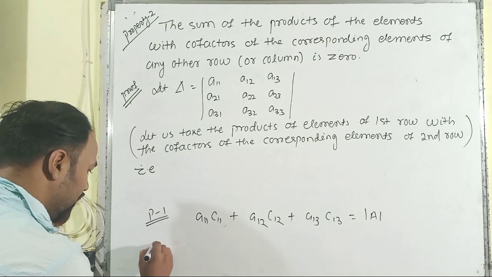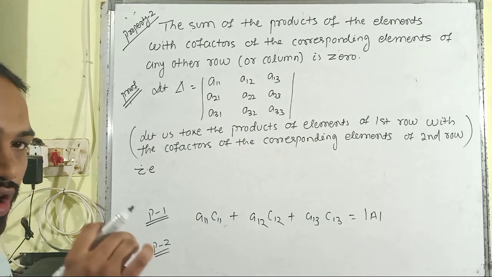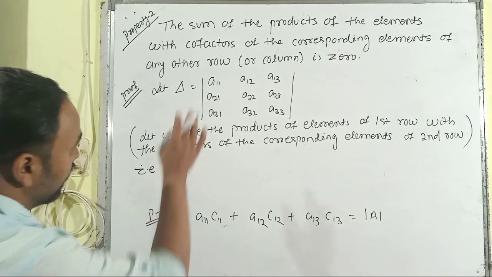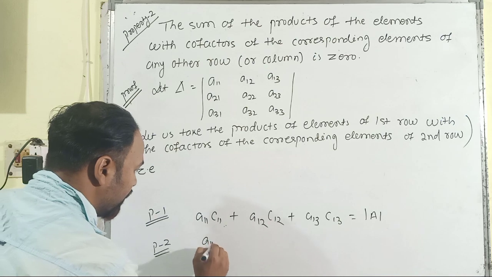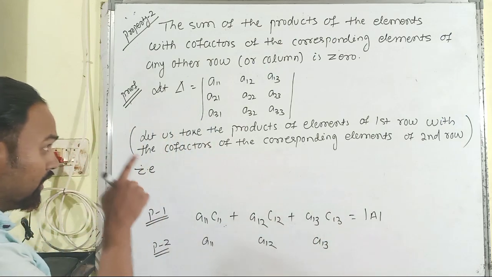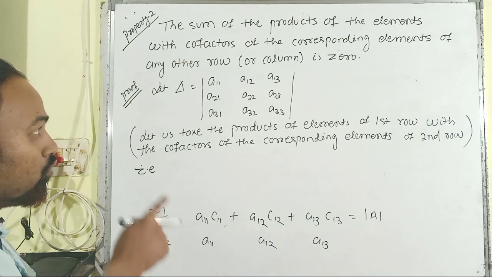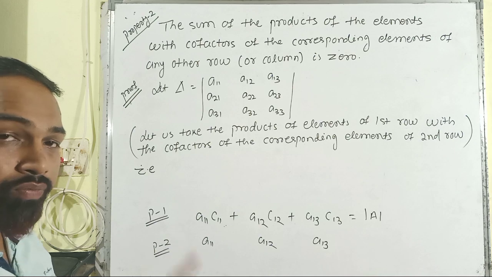But property number 2 tells that we have to consider all of the elements of any row. Suppose again I have considered A11, A12 and A13. But property number 2 tells that we have to multiply the cofactors of the corresponding elements of any other row.